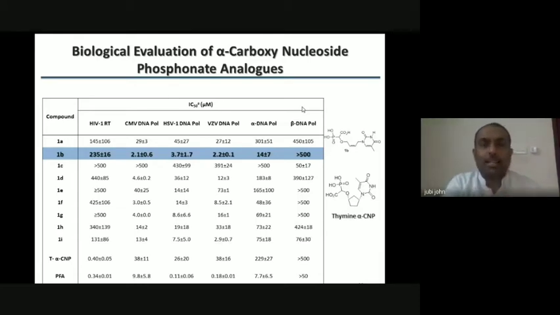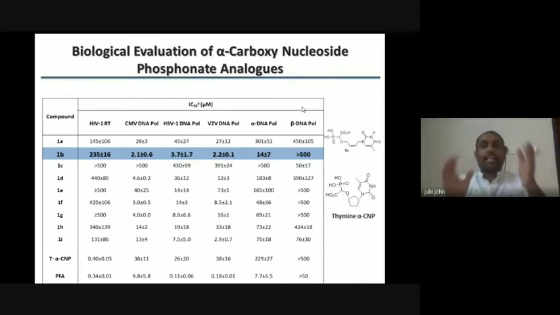But then we checked its activity against different DNA viruses such as cytomegalovirus that I have mentioned before, herpes simplex virus, and also varicella zoster virus. Varicella virus is the one which causes chickenpox. And we found that these molecules were showing excellent activity against these DNA viruses.